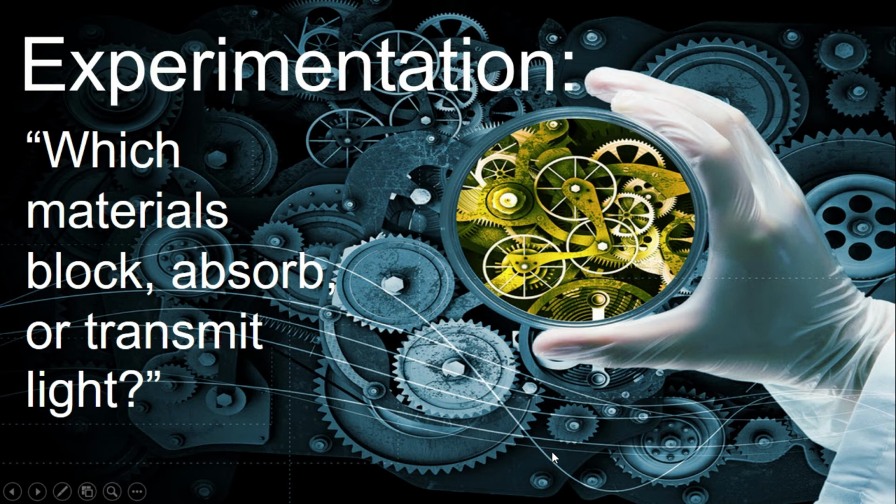Now let's see what will happen to the light if I'm going to put some tray here. Okay, now observe what is happening to the light. Okay, so that's it. Now, are your answers correct? You have answered a while ago which materials block, absorb, or transmit light. From our experimentation, you have seen the answer for this question.